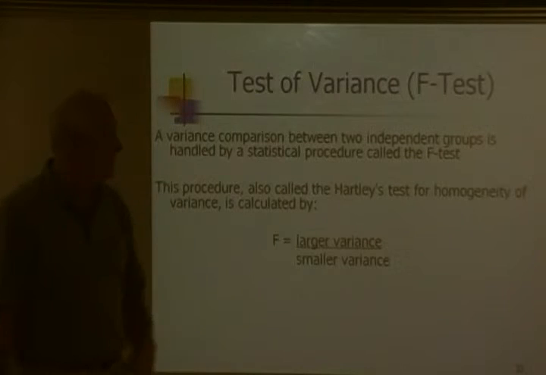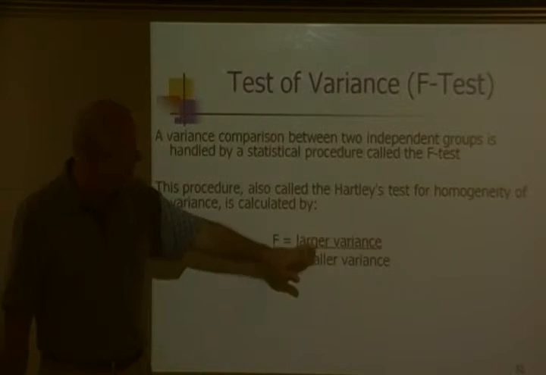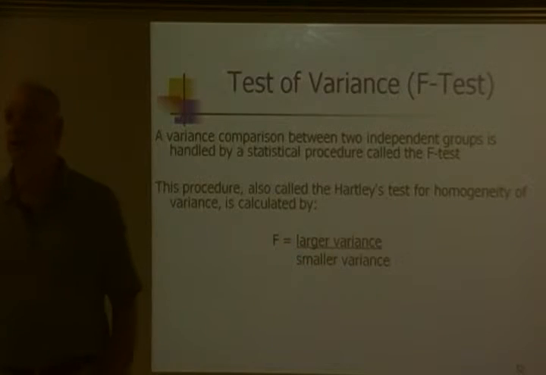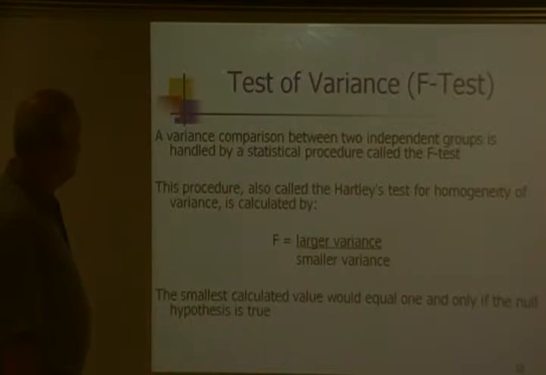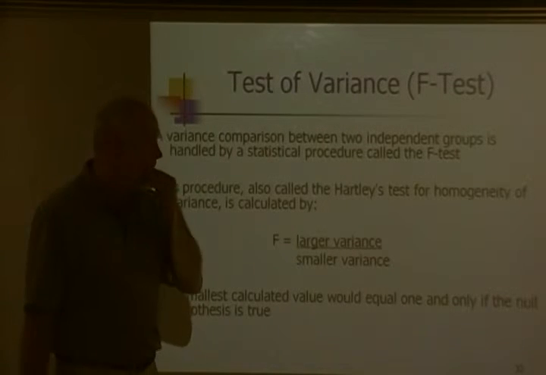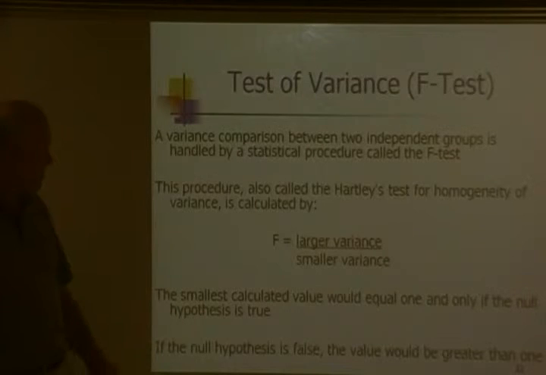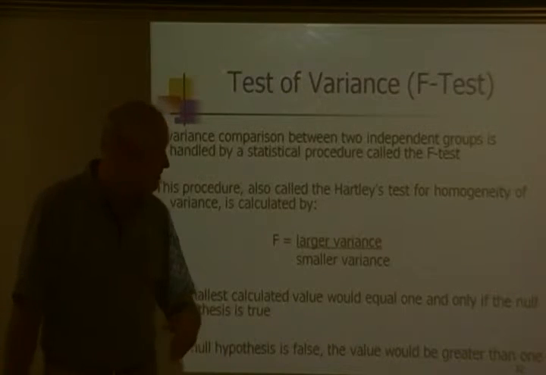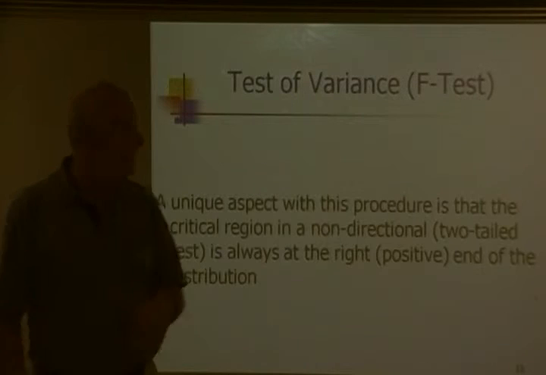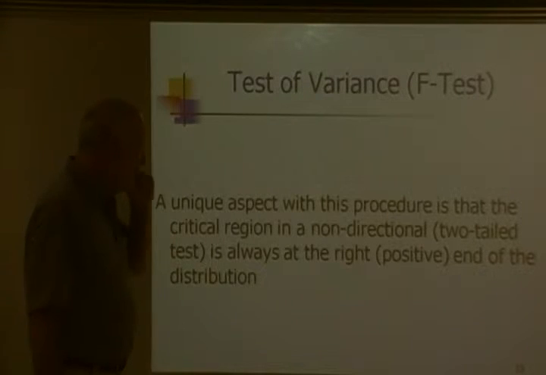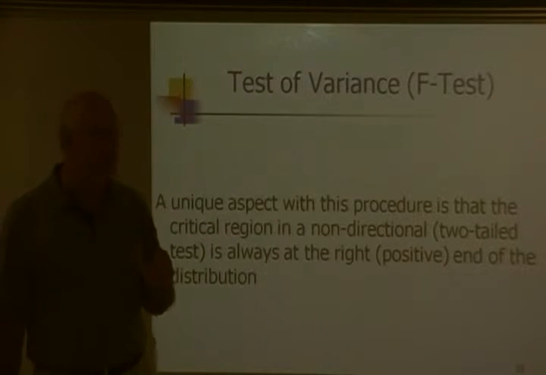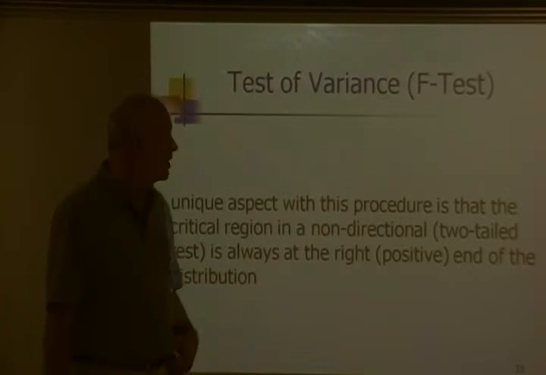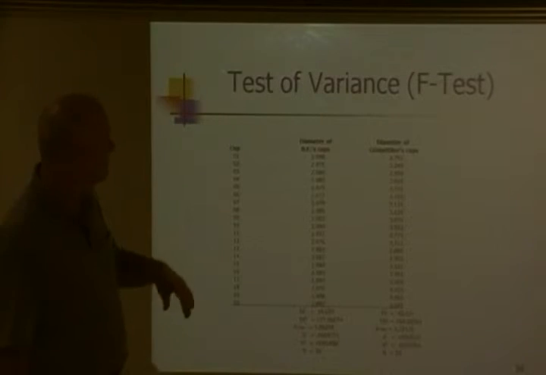Procedure, the Hartley's test. It's also called the Hartley's test for homogeneity of variance. It's a very simple calculation. It's the larger variance divided by the smaller variance. Okay? Not too difficult. The smallest calculated value will equal 1, and only if the null hypothesis is true, and if the null hypothesis is false, the value would be greater than 1. Okay? So now, a unique aspect with this procedure is that the critical region is non-directional, a two-tailed test. It's always at the right or positive end of that distribution.